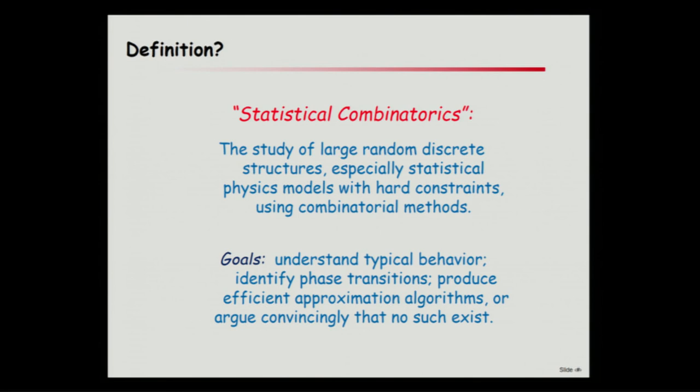the goals: understand typical behavior of random things. Identify phase transitions. Find efficient approximation algorithms. Turns out to be really critical. And/or argue convincingly, and we've just started to do this, that there are no such efficient algorithms, when in fact there are no such efficient algorithms. Okay, so let's talk about some moments.